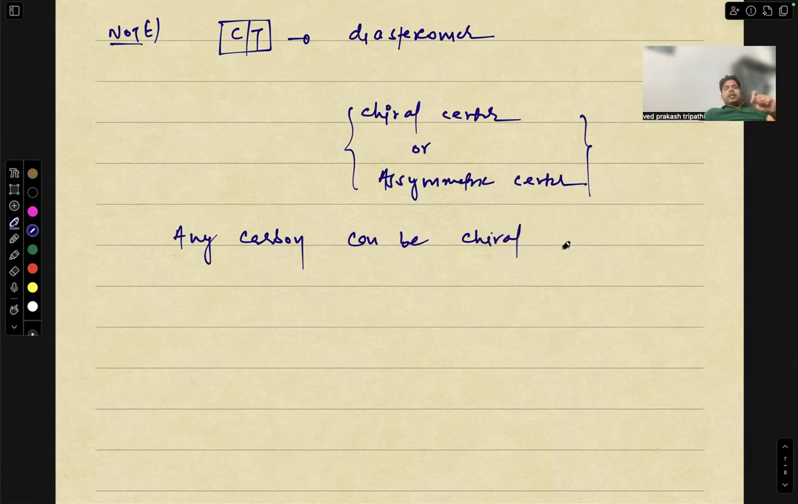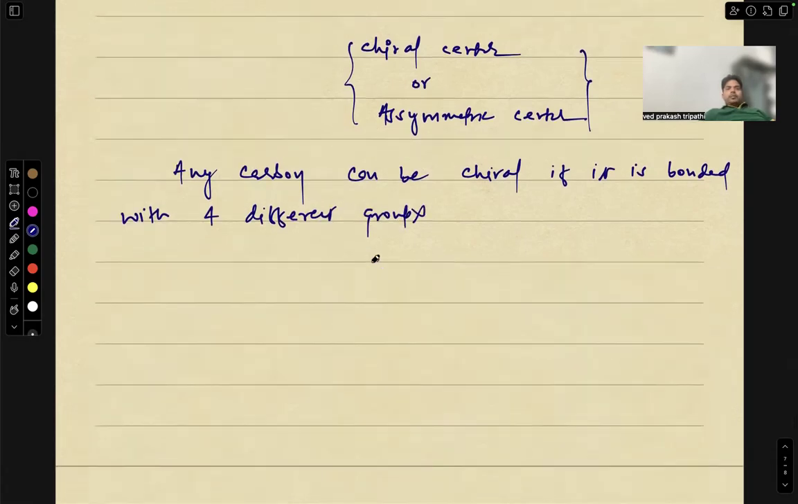I will discuss other atoms as well, like chiral nitrogen, chiral phosphorus, but here we are going to talk about chiral carbon. So carbon can be chiral if it is bonded with 4 different groups. For example, here fluorine, chlorine, bromine, and iodine. So this carbon has 4 different things, so this is a chiral carbon.